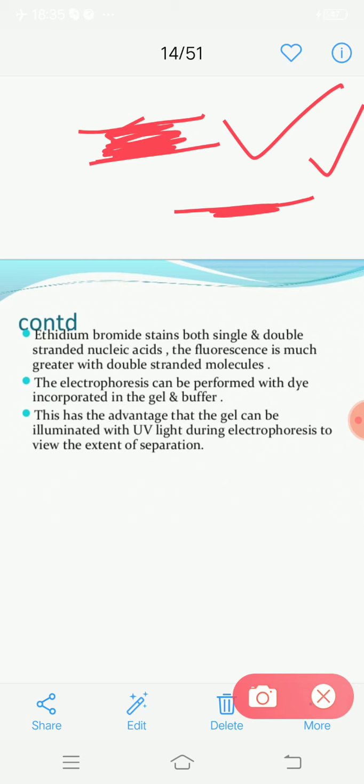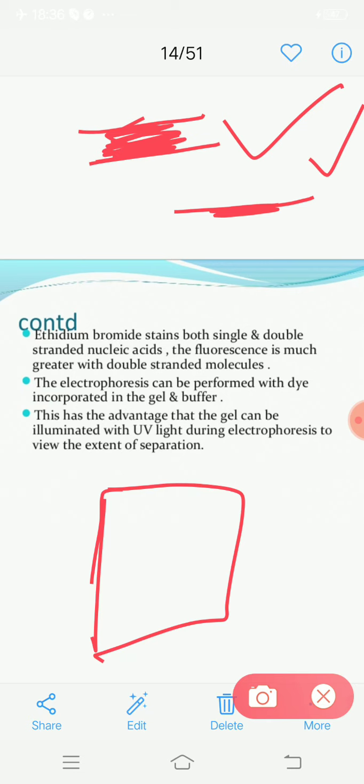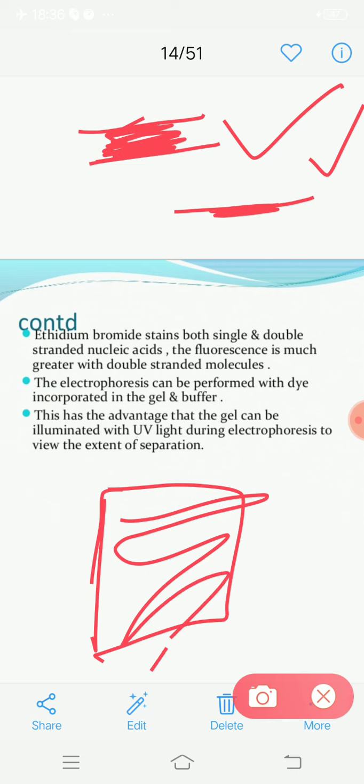Yes, the electrophoresis is performed with the dye incorporated into the gel and the buffer. During this agarose gel electrophoresis, it is done with the help of the dye which is already placed onto this gel, or which is already added into the gel preparation material. Yes, this has the advantage that the gel can be illuminated with the UV light during the electrophoresis, so that you can check the migration of these bands, or you can track the movement of your bands.